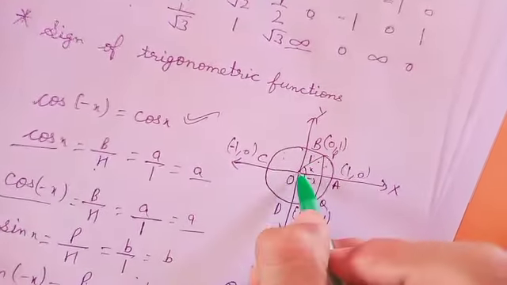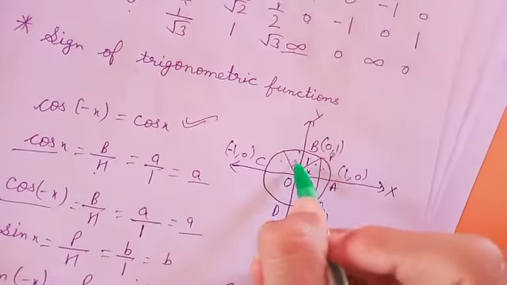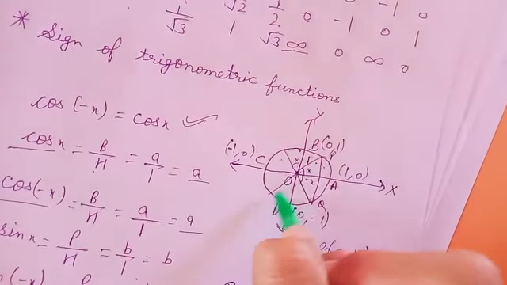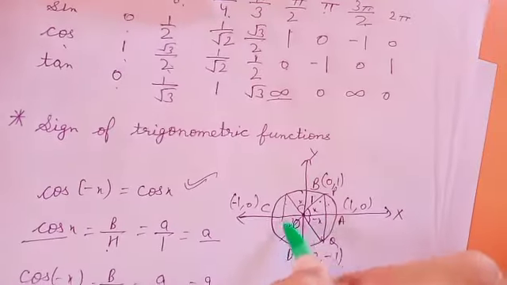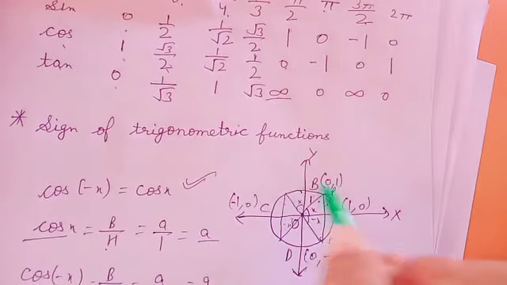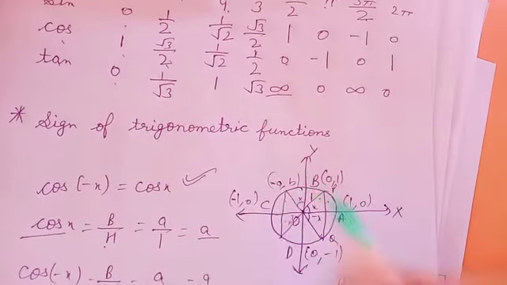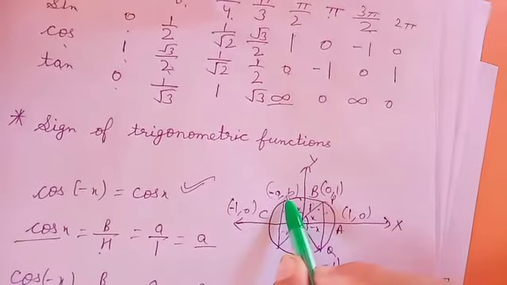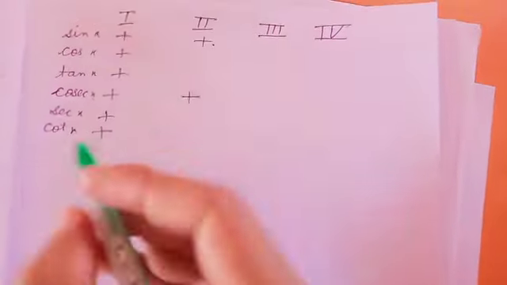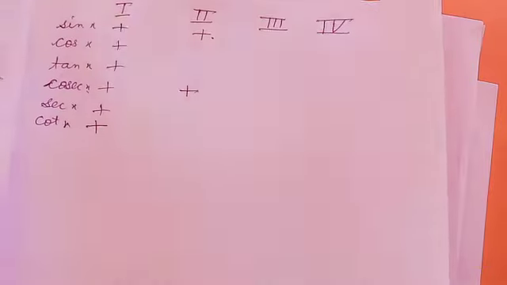If we construct again an angle x here and minus x here, what we will get is coordinates as minus A and B, and if we get minus A and B, so our sine will be positive in this case. So sine is positive, and cosecant will be positive because cosecant is the inverse of sin x.